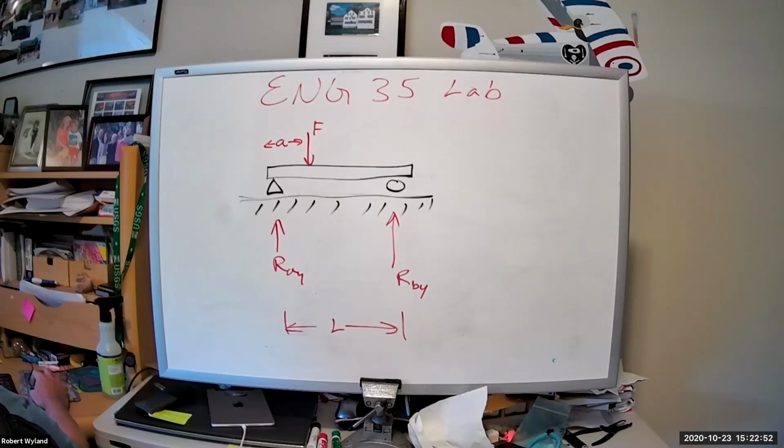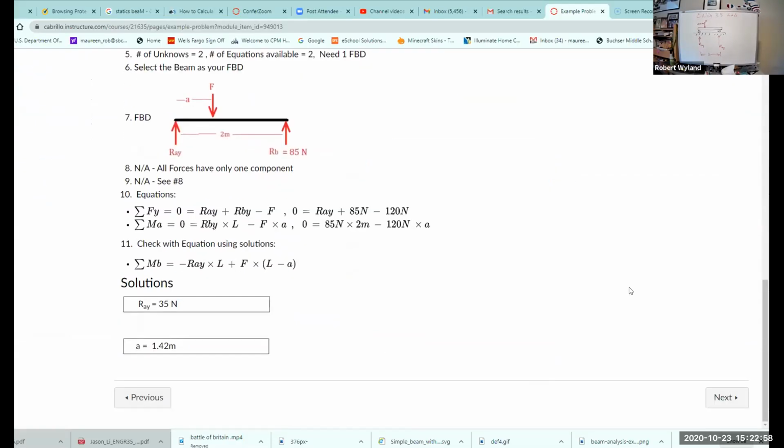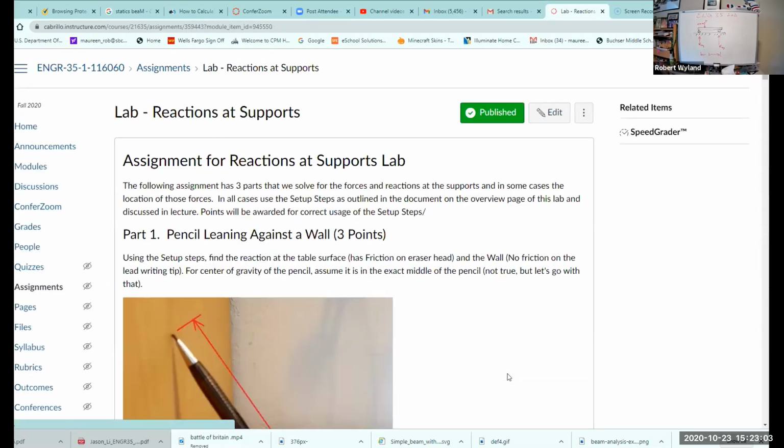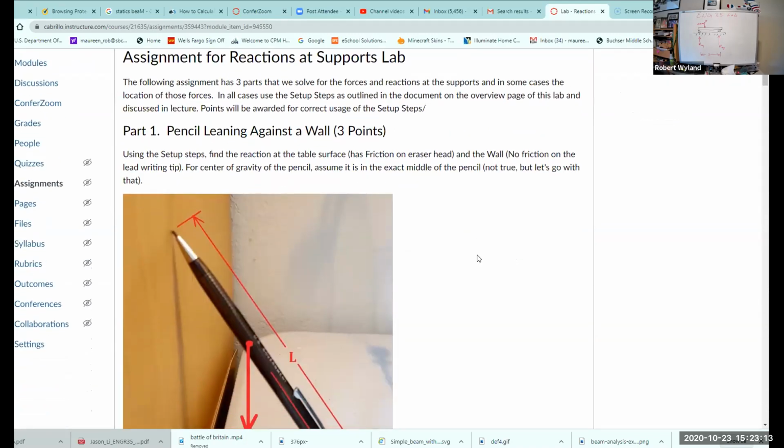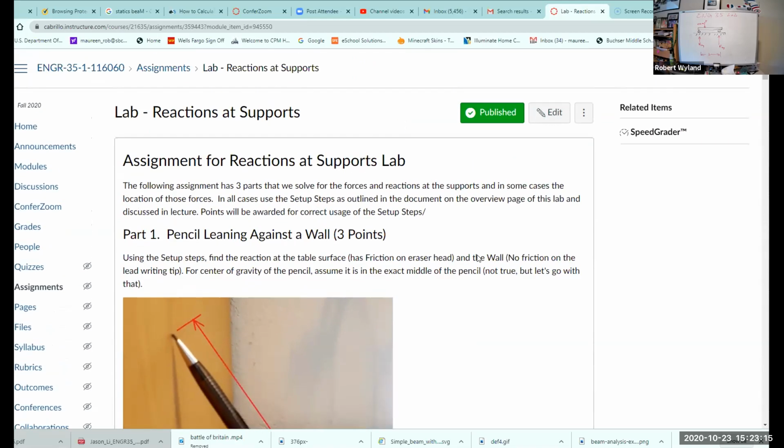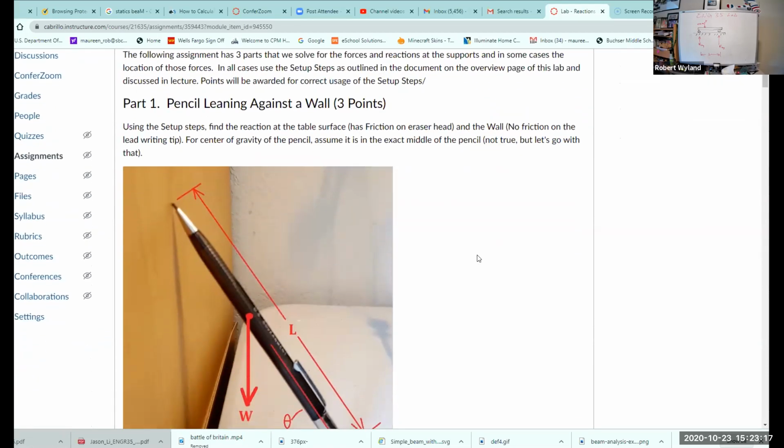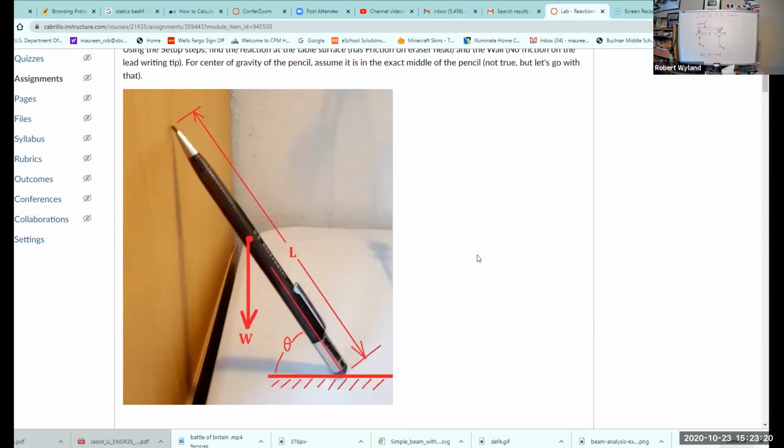All right, I'm going to go back to sharing my screen. We'll go over the actual assignment. So I'll go through each of the parts that I'm looking for you to solve, and then we'll go from there. We'll do breakout groups. So first of all, the pencil leaning against the wall.